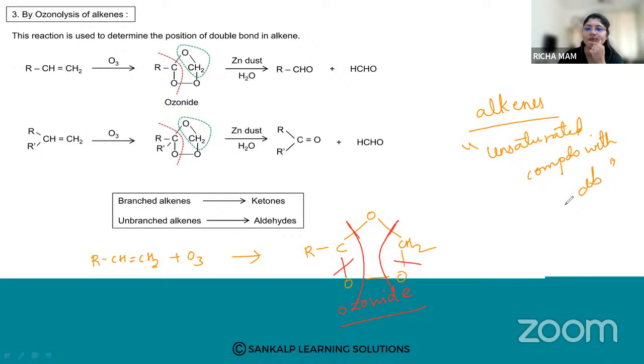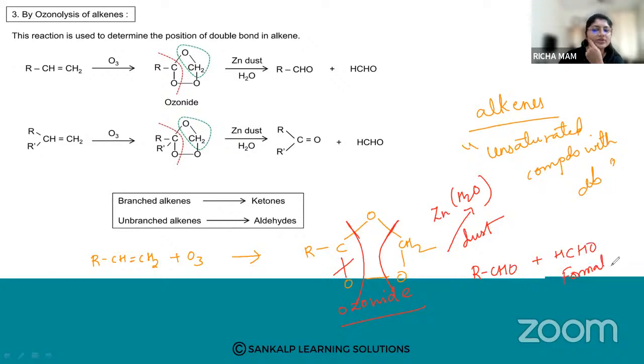Now, what are we going to get? We are going to treat it with zinc dust. And what we obtain is RCHO. Here you can see, I'll get RCHO. Okay, so zinc dust in the presence of water, we are going to get aldehyde RCHO. And this is a formaldehyde.